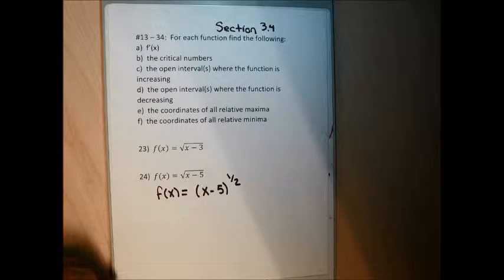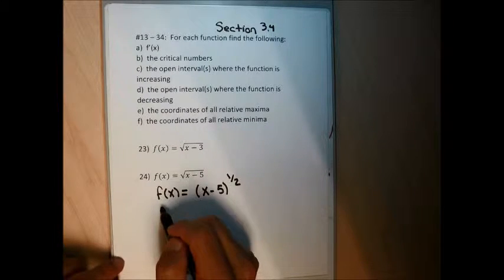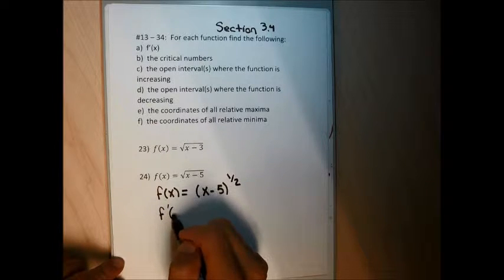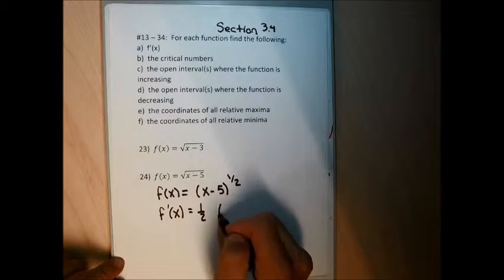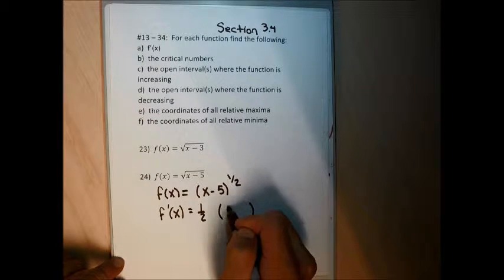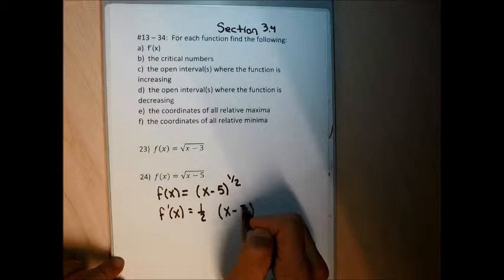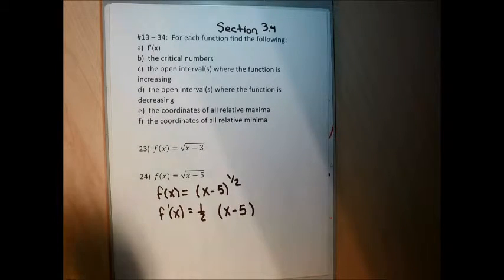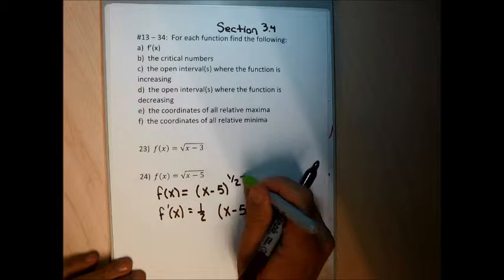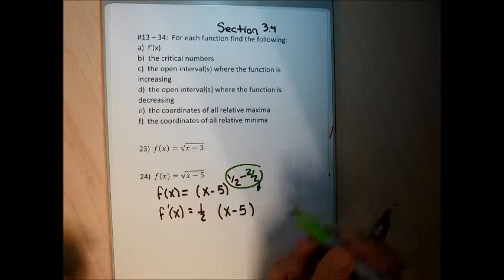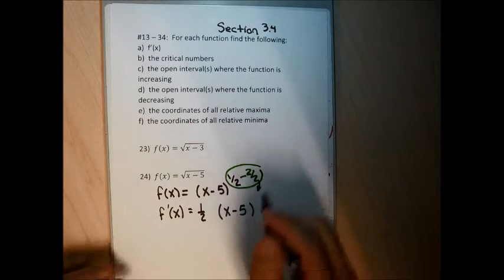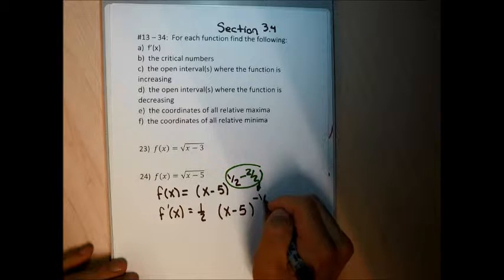Now I'm going to use the chain rule to take the derivative. So I'm going to write f prime of x because I'm taking the derivative. I'm going to bring the exponent out in front of the parentheses, leave myself a little room, leave the contents of the parentheses unchanged, and then subtract 1 from the exponent. And instead of writing 1, I'm going to subtract 2/2 from the exponent. So the exponent that's going to belong in my derivative is 1/2 minus 2/2, which is negative 1/2.